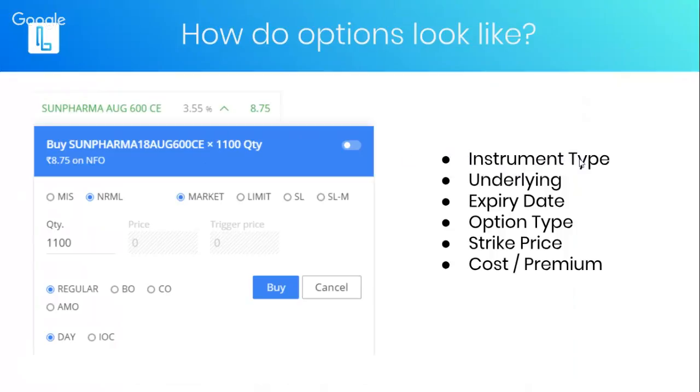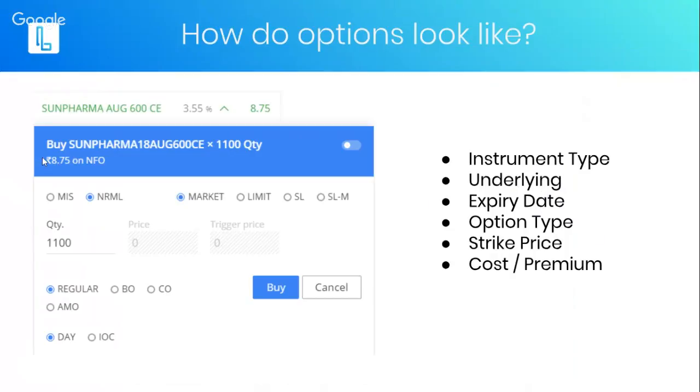So the instrument type is a call option. So how do you know this is a call option? Can you see there are two letters here, CE. CE stands for call European. E stands for European. So call option, right? So this is CE. That's why we know it is a call option. Then the underlying asset in this case is Sun Pharma. The shares of Sun Pharma are the underlying asset.